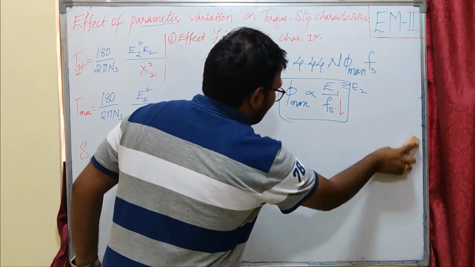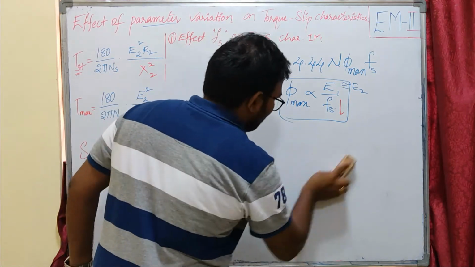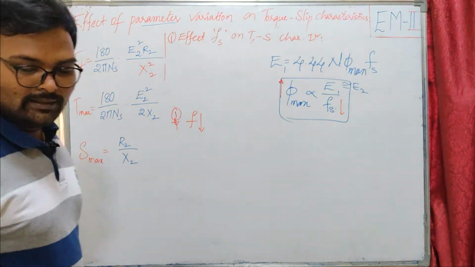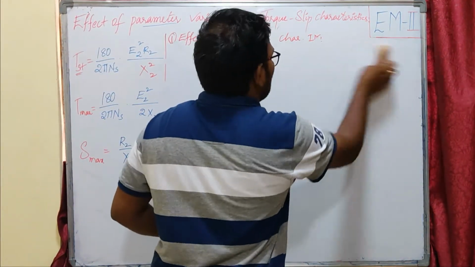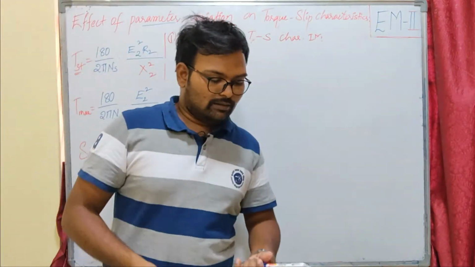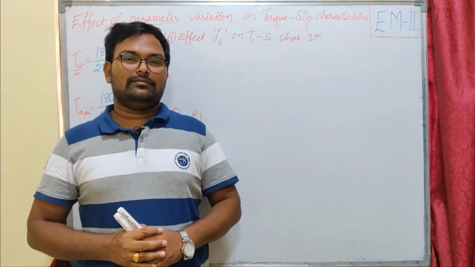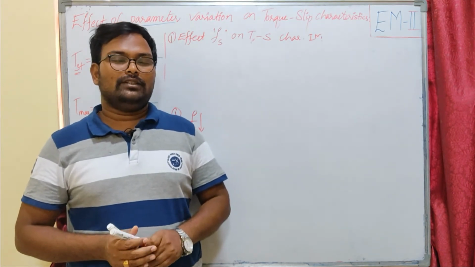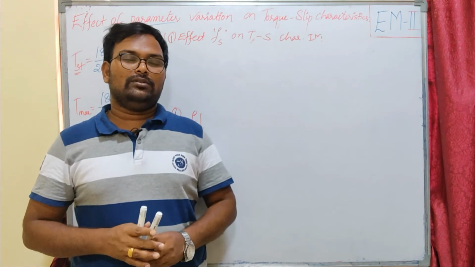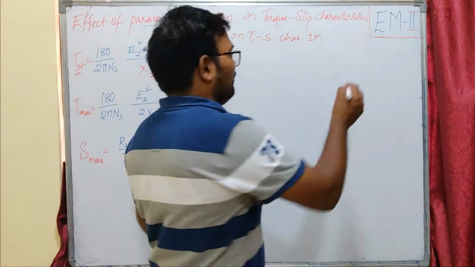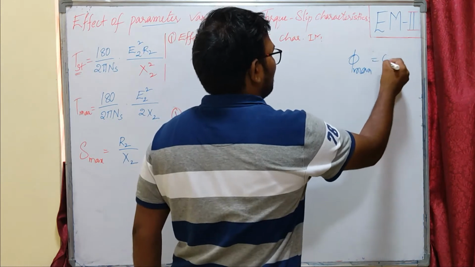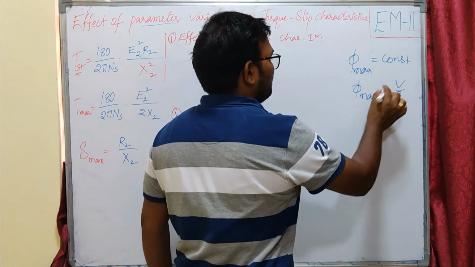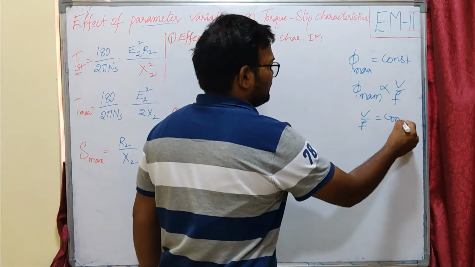If you have to use the reduced frequency operation, you have to change the voltage also such that our V by F ratio should be constant. So the conclusion is, if you have to change the frequency of an AC machine, you have to change the voltage also such that the V by F ratio should be constant, which will not allow the core material to go to deep saturation. That means our flux in the air gap should be constant. This is only possible when you maintain the V by F ratio constant.